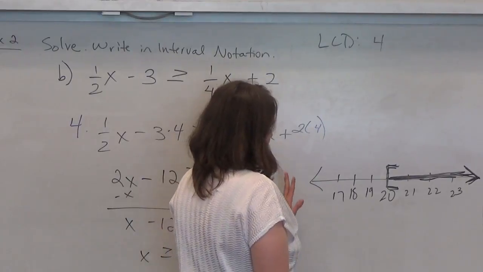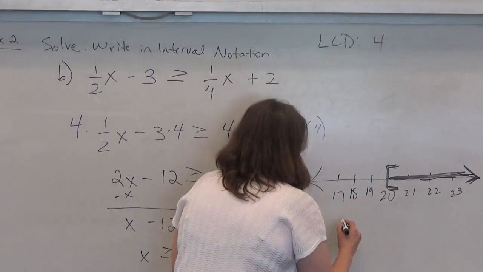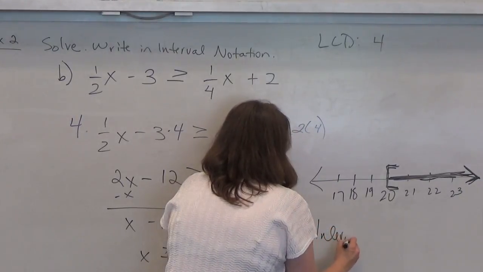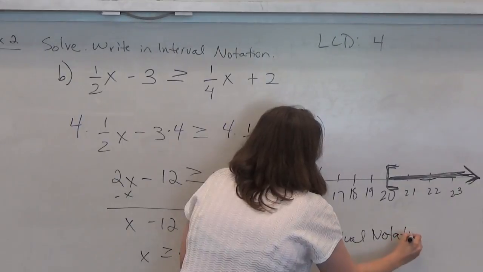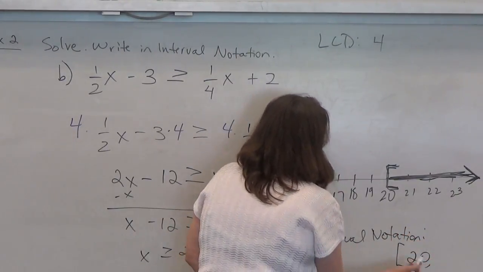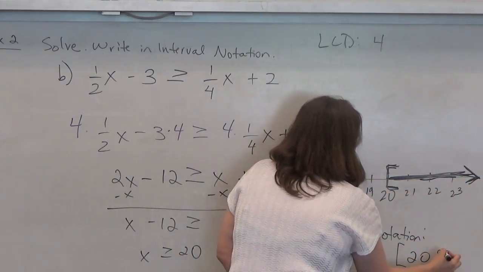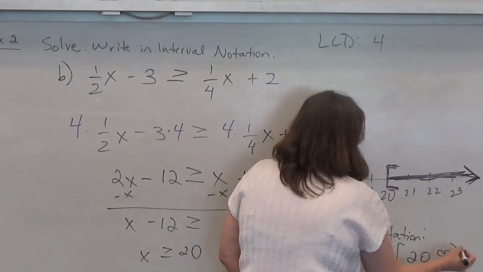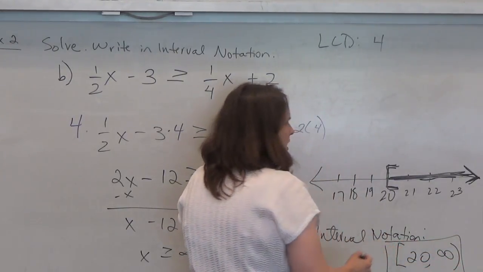And now to give the answer in interval notation, I'm just going to say that my graph starts at 20, and I've got the square bracket at 20, so my interval notation needs to start with the square bracket 20. So square bracket 20, comma. How far does my graph go? It goes out to positive infinity, and I know that I always put round parentheses with infinity symbols. So this is my interval notation. Square bracket 20, comma, positive infinity.